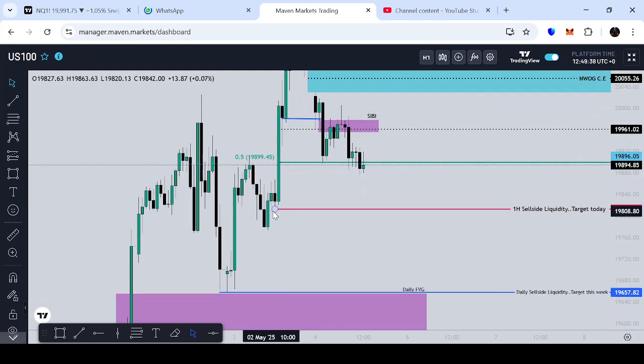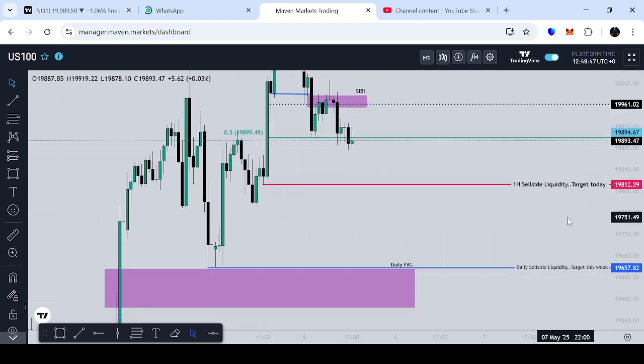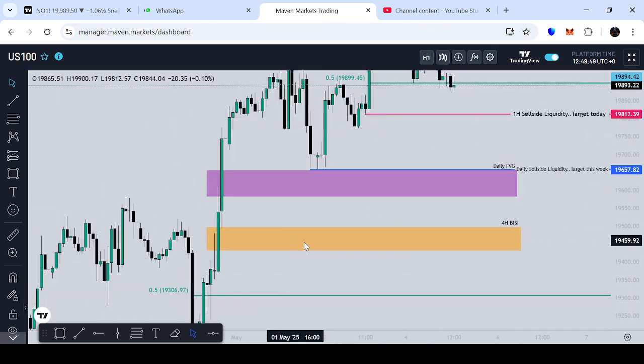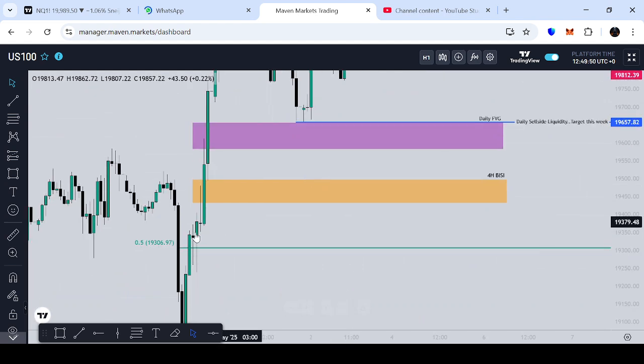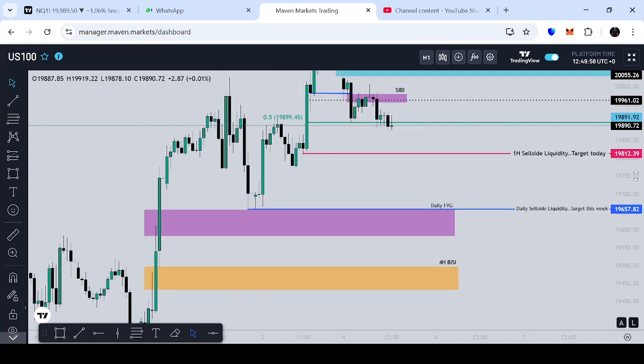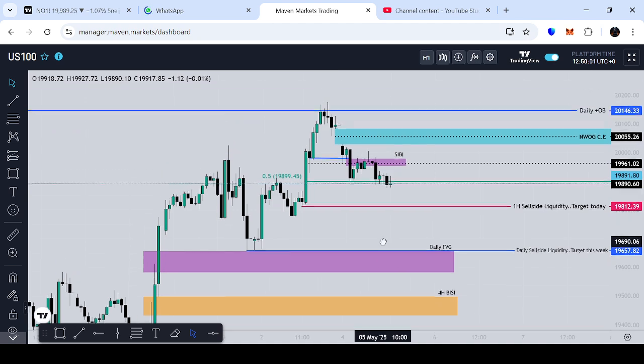So this is the next draw on liquidity, the sell side liquidity, 1 hour sell side liquidity, which price will draw to by the end of today. Then towards the end of the week, we anticipate price delivery at this inversion fair value gap consequent encroachment over here. So that's for price action today.